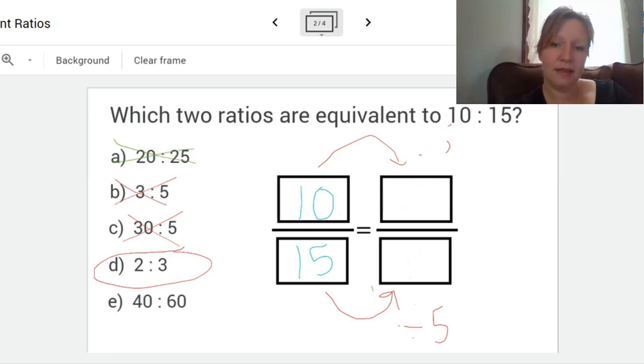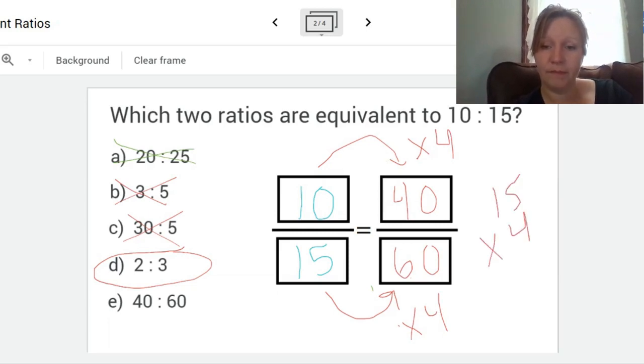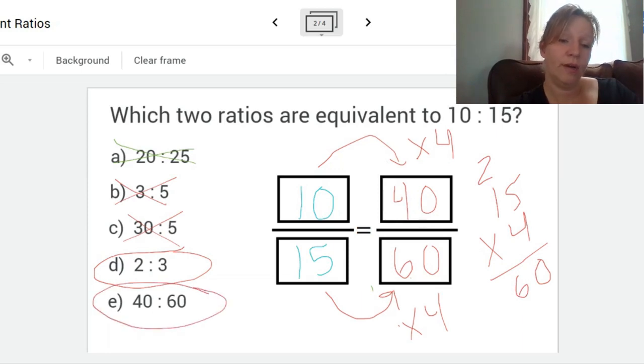The next one is going to be 40 to 60. So 40, whoops, I'm still on eraser. 40 to 60. I know that 10 times 4 is what's giving me 40. And so 15 times 4, some of you may not realize, but let's work it out. 15 times 4. 5 times 4 is 20, so 0 carry my 2. 4 times 1 is 4, plus 2 is in fact 60, and so it does work out there. So 40 to 60 is also an equivalent ratio.